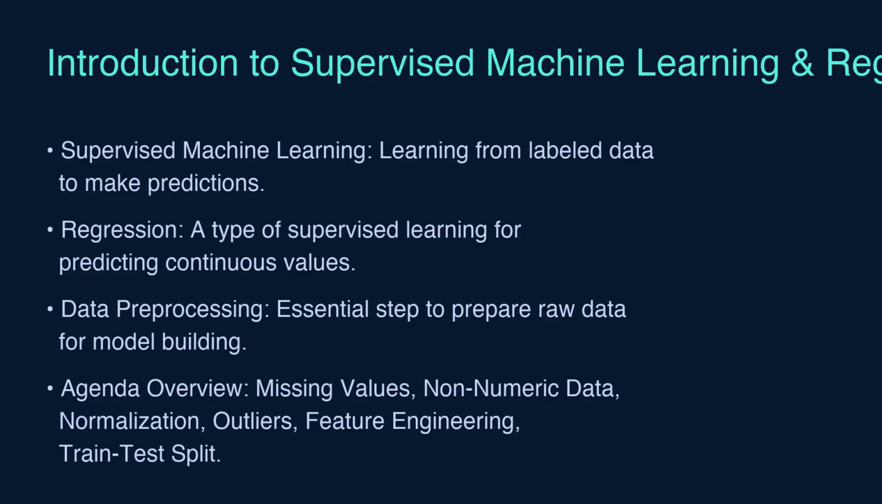A crucial step is data preprocessing. This involves cleaning and transforming our raw data into a format suitable for machine learning algorithms. We'll cover several key areas: how to handle missing data, effectively manage non-numeric or categorical features, normalize and transform our data, identify and treat outliers, introduce the concept of feature engineering, and finally, prepare our data for model evaluation using a train-test split.